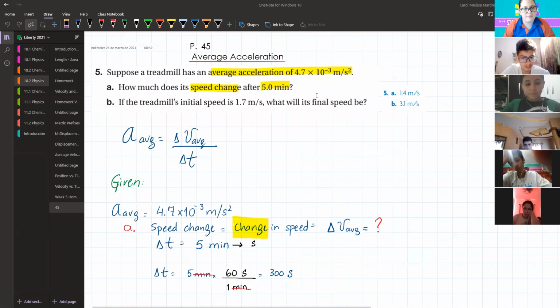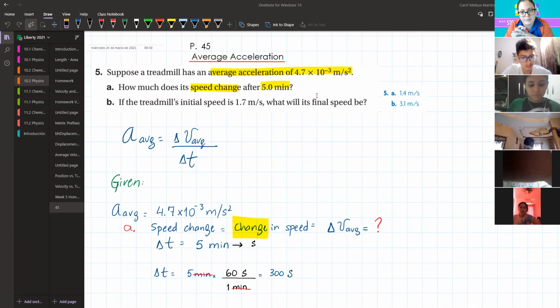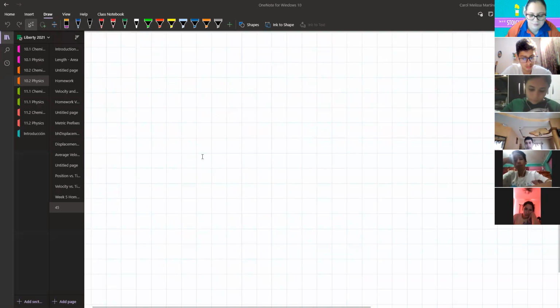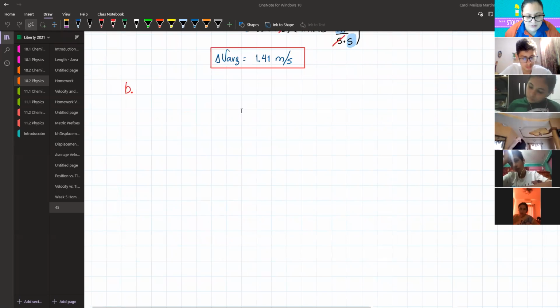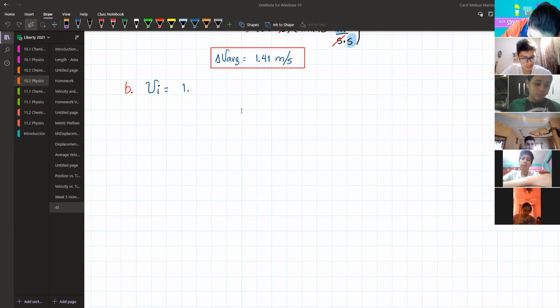Now let's go back to the problem and look for part B. It says, if the treadmill's initial speed is 1.7 meters per second, what will its final speed be? So we go to part B, and I'm going to write the information provided by the question. If the initial speed is 1.7 meters per second, what is the final velocity?